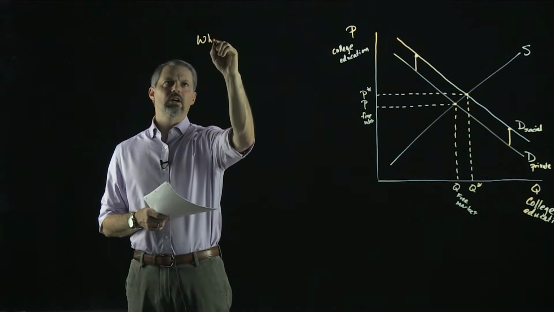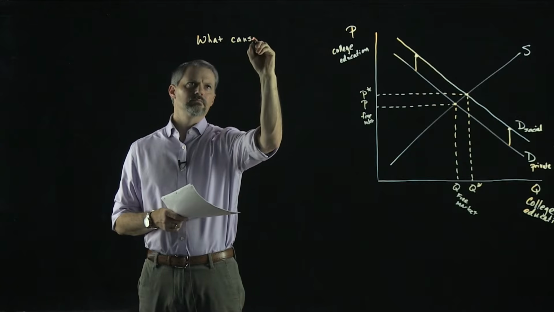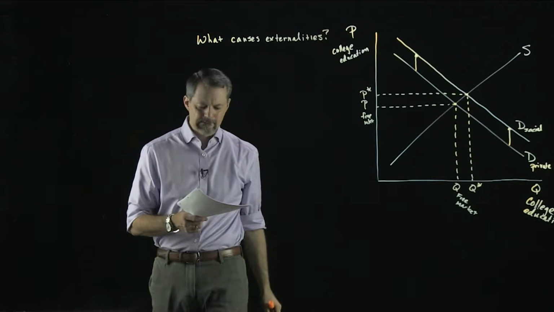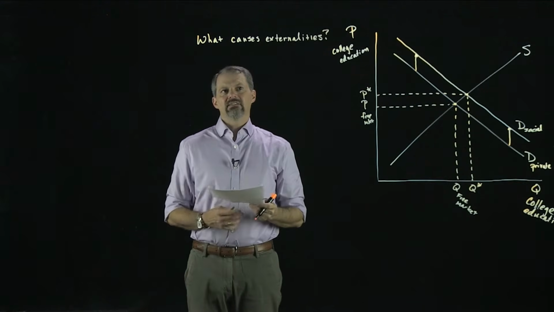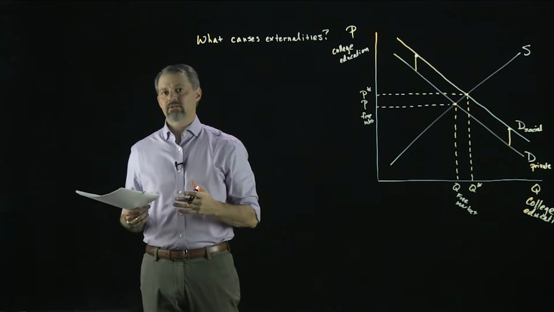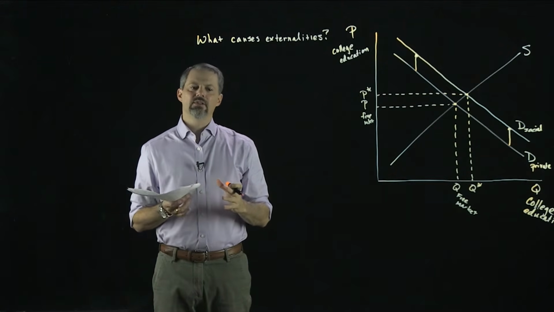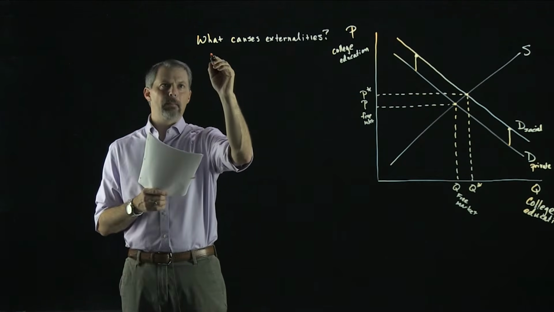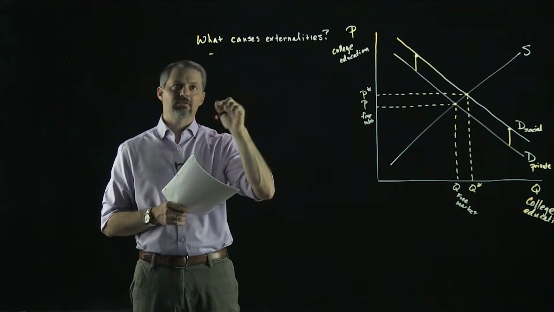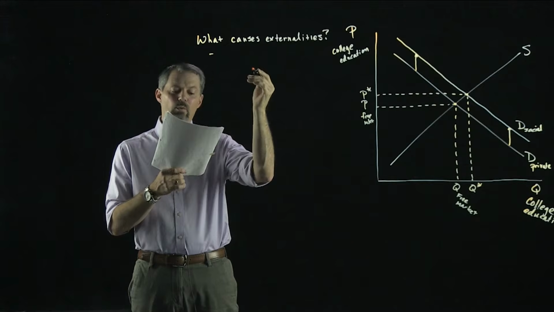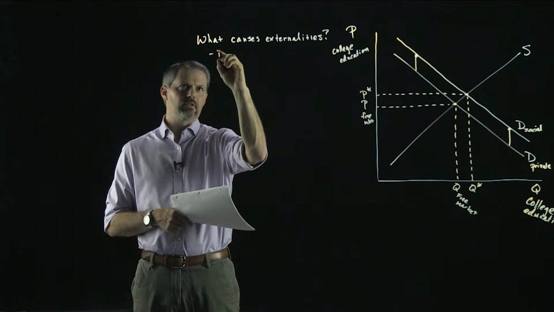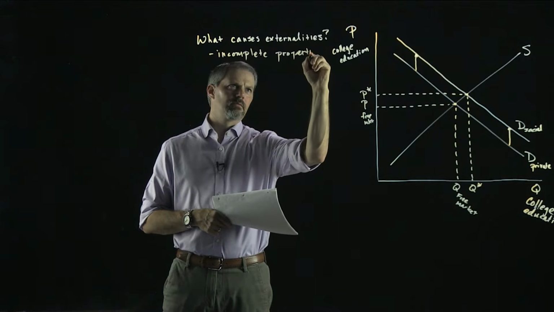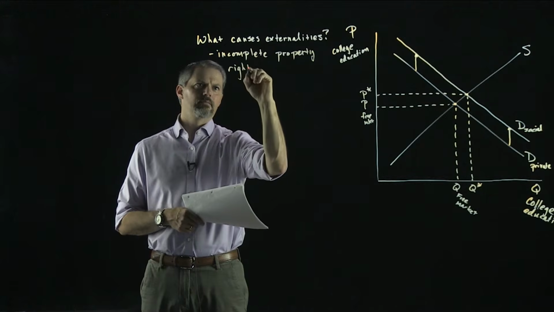Let's ask this question: what causes externalities? And there's kind of an interesting explanation for what causes externalities. What it boils down to is that there's some failure of the property rights structure. So let's just say that the main cause, the cause of externalities, whether they're positive or negative, is what we would call an incomplete property rights structure.